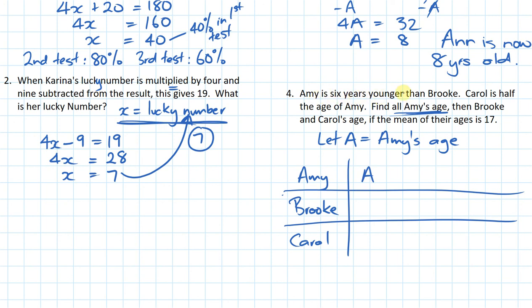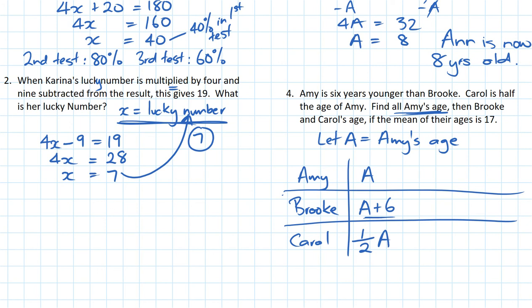Amy is 6 years younger than Brooke, which means that Brooke is 6 years older than Amy. So 6 plus Amy's age will be Brooke's age. So for Brooke's age, I will have A plus 6. That's the expression for Brooke's age using Amy's age. Then it says Carol is half the age of Amy, so half times A.